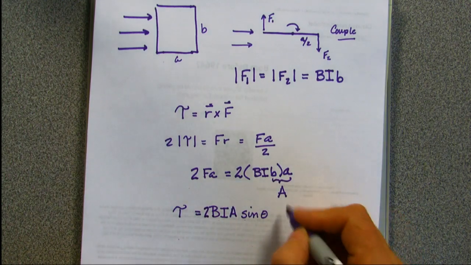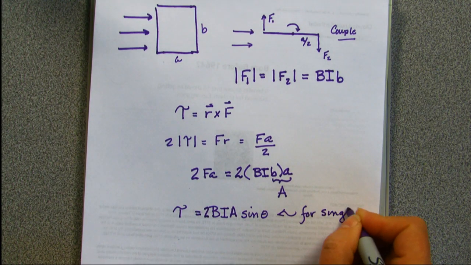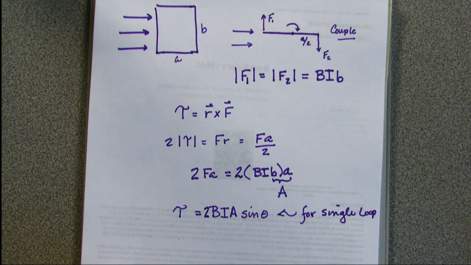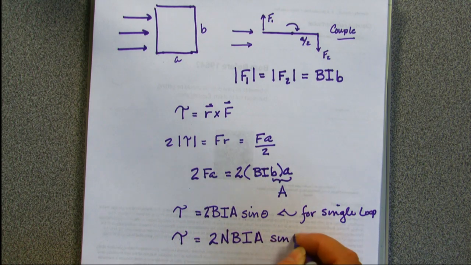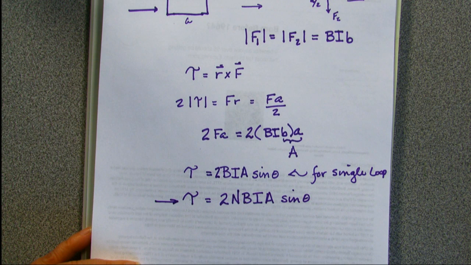Now this is for a single loop. If I add multiple loops, guess what? It comes up with multiple turns, so now I get capital N, B, current, A, sine of the angle. And this torque is really what's going to give you your simple motor.